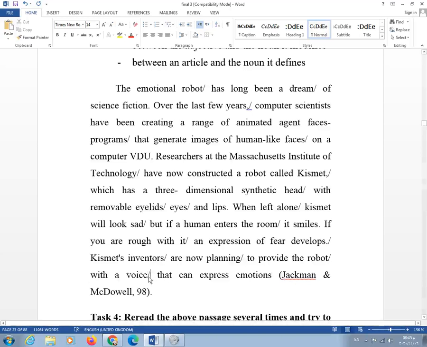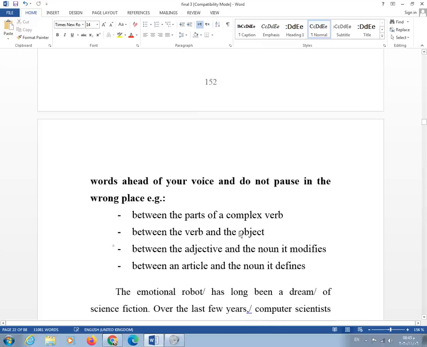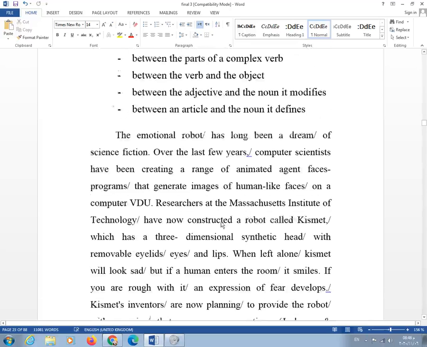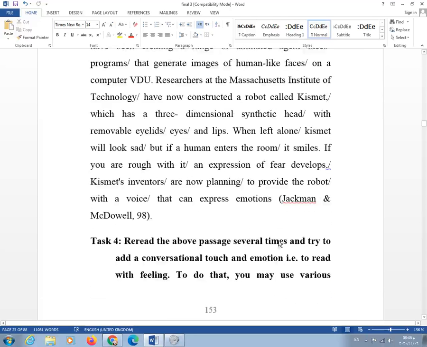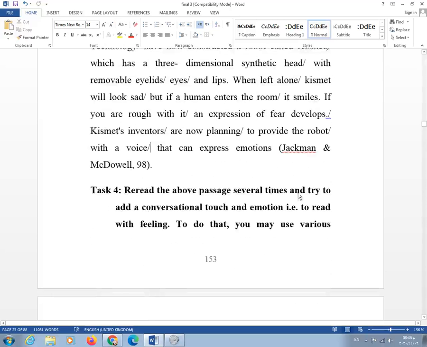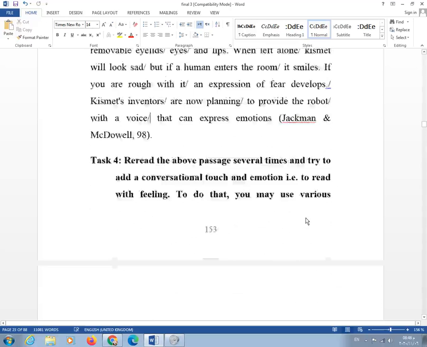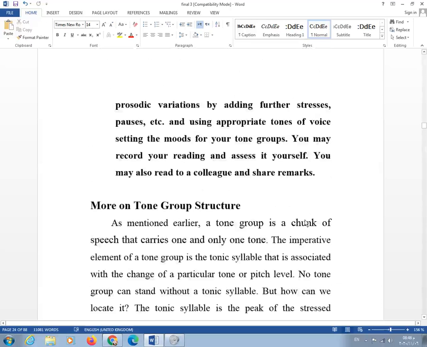Don't pause between these words. Hope that was interesting. Read the passage above several times. Try to add a conversational touch and read it, and so on and so forth.